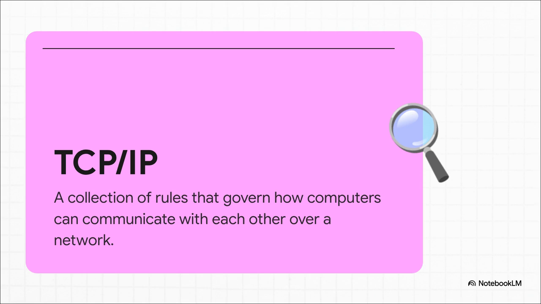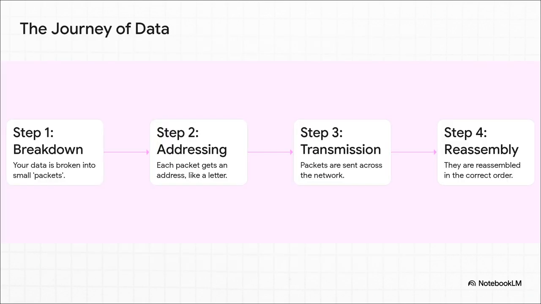TCP/IP is the magic handshake that lets everyone talk to everyone else. So, how does this language actually work? Well, when you send something, like an email, TCP doesn't send the whole thing at once. Nope, it chops it up into these little pieces called packets.